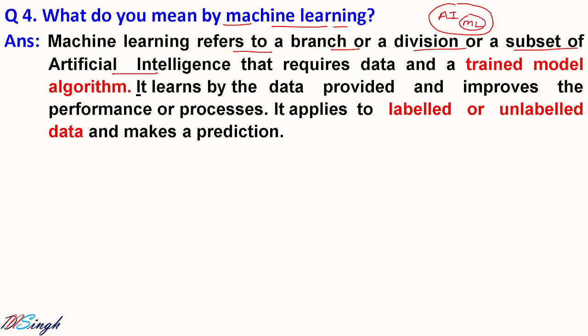So this is our one statement that requires data. It works on data and a trained model, an algorithm or a trained model which we have created. So it is a combination of these two things, data and trained model. It learns by the data provided. That model is going to learn by the data provided and improve the performance or processes. Then as time passes, as more and more data you give to the model, it is going to improve by itself. तो वो अपने आप में और बेहतर हो जाएगा और बेहतर हो जाएगा.